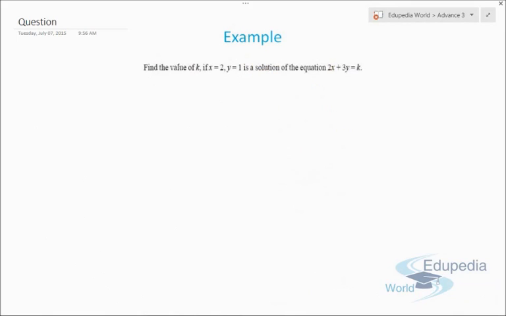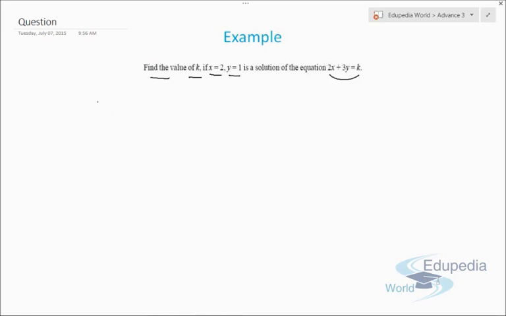Now we have another example, which is also a very good example. You have to watch this question's solution very carefully. We have to find the value of k if x equals 2 and y equals 1 is a solution of this equation. We are given the values of x and y. We need to put these values in this equation and find the value of k.